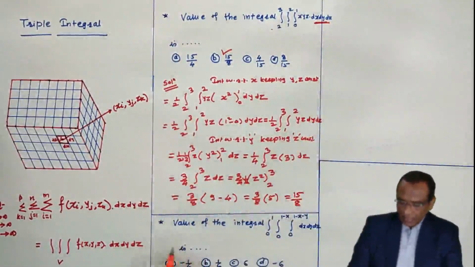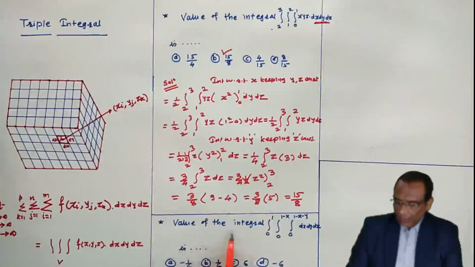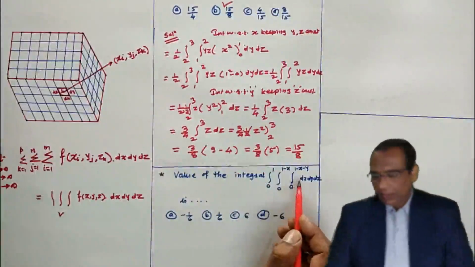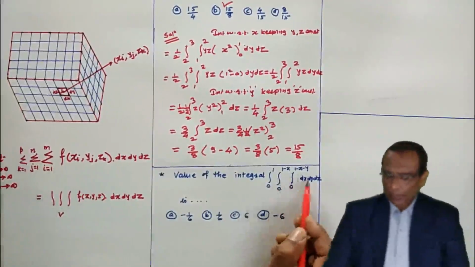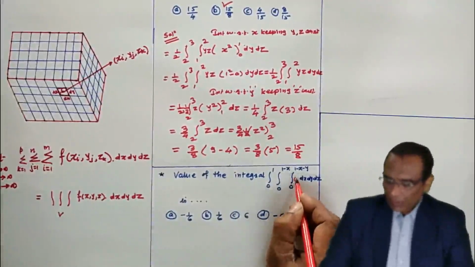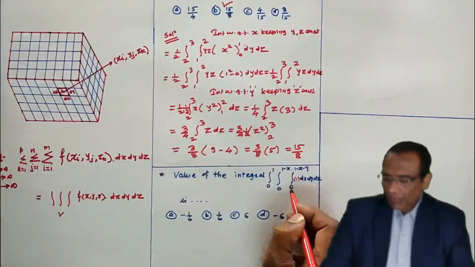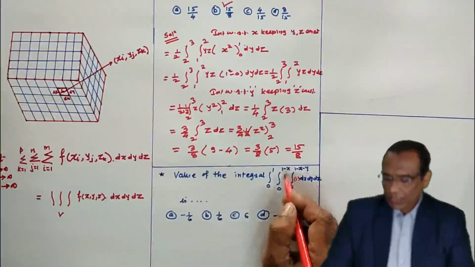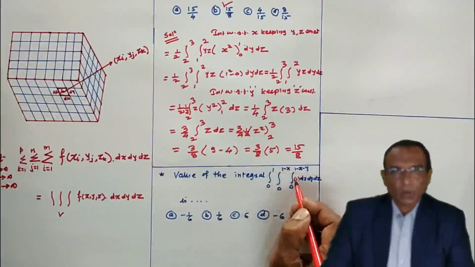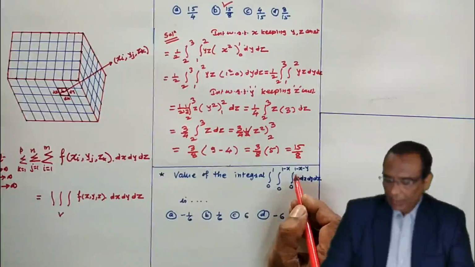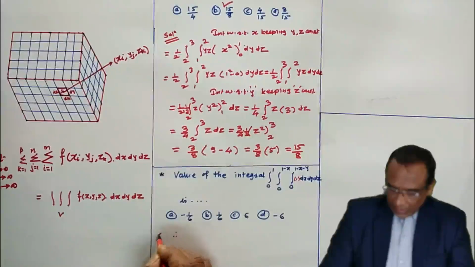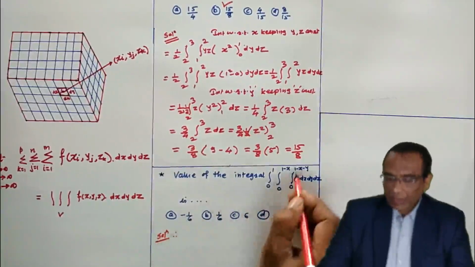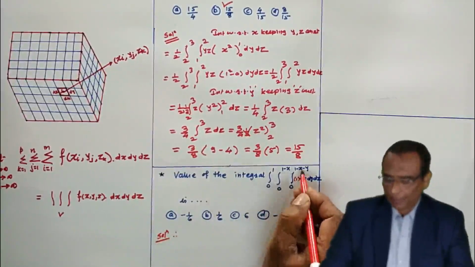Now, the next problem: the value of the integral is dash dash. Here, the value of this integral I want, and the function is 1. This is the first integral, this is second, and this is third integral. Start counting integral from extreme right. The limits of the first integral are given in terms of x and y. Therefore, integrate with respect to z first, because these are the values of z.